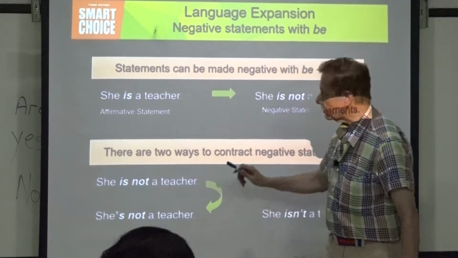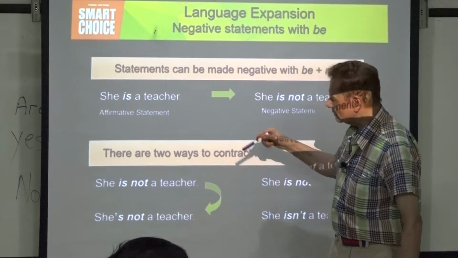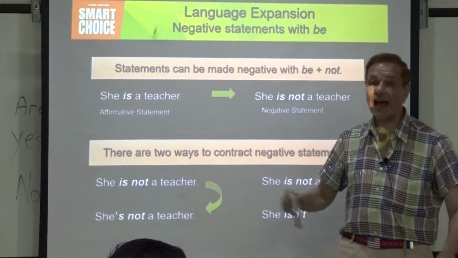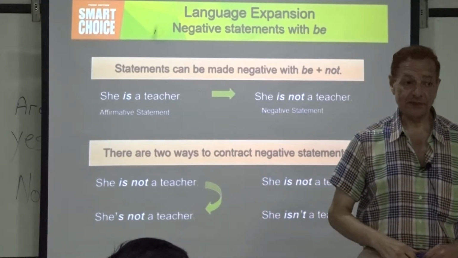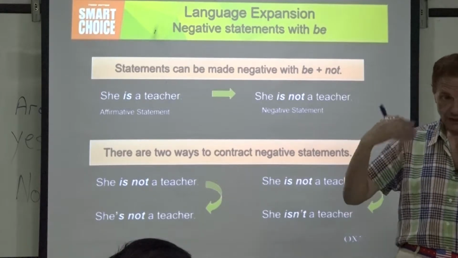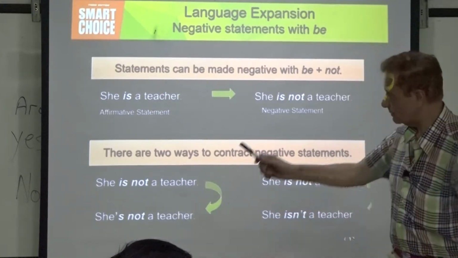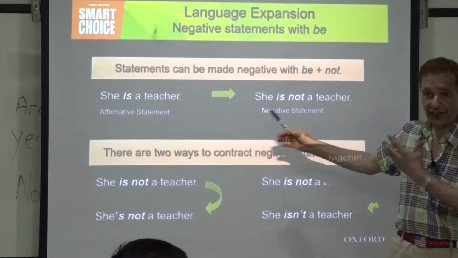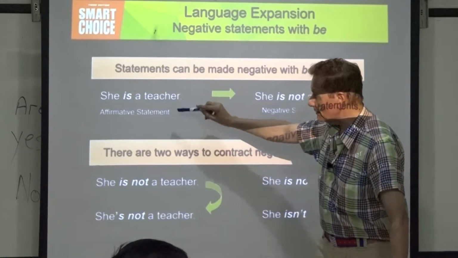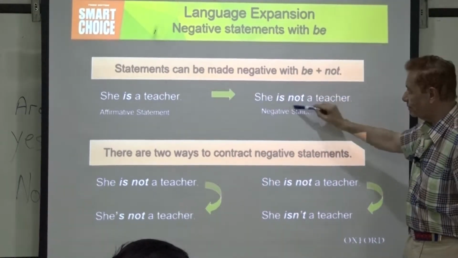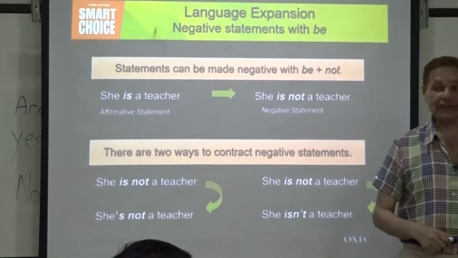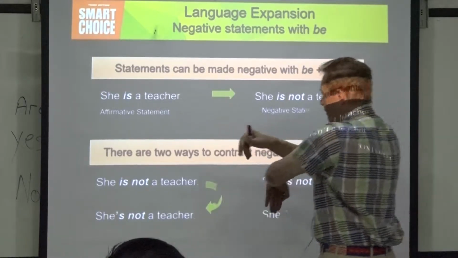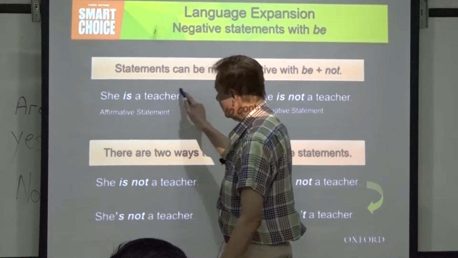Any statement. Sorry. She is a teacher. We call this affirmative. No need to write affirmative, only listen. Affirmative, negative, same as positive, negative. Okay? How to make the affirmative negative is to put not. And the question is to switch the verb. Is she a teacher?